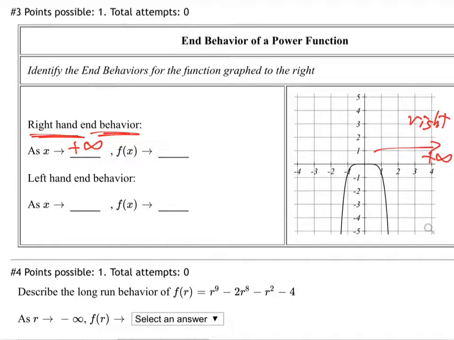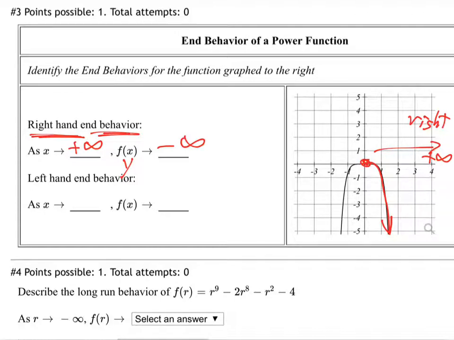Now remember, what is f of x? It's y. It's heights. So they're saying as we go right forever, here's the graph, here's the picture. As we go to the right, where does the graph's heights go? Down, down, down it goes. The heights take a big drop.